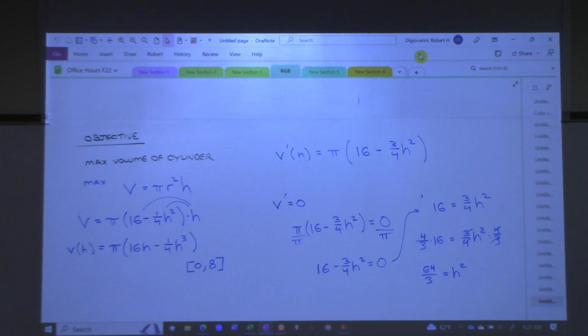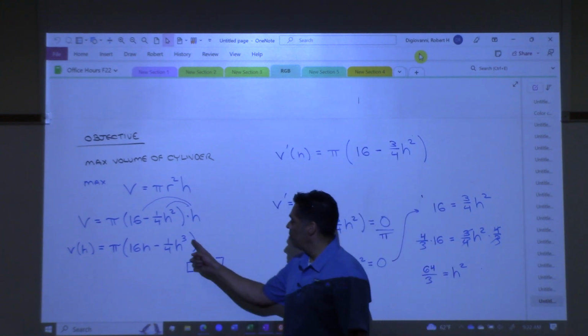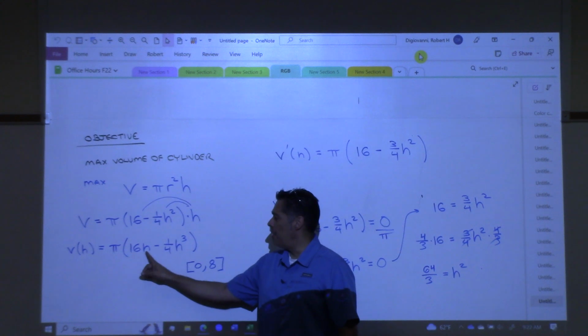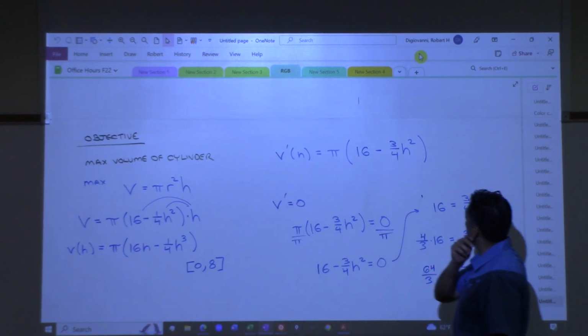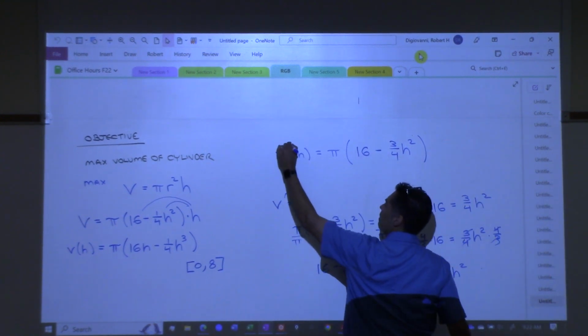Yes? Wasn't it h cubed, or we're not looking at that? Where? I took the derivative, right? So the 3 comes down, and the power comes down by 1. And then here I took derivative of h. Derivative of h is 1. Yeah, be careful. I'm taking derivative, right?